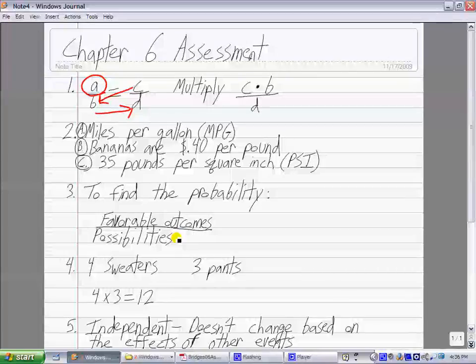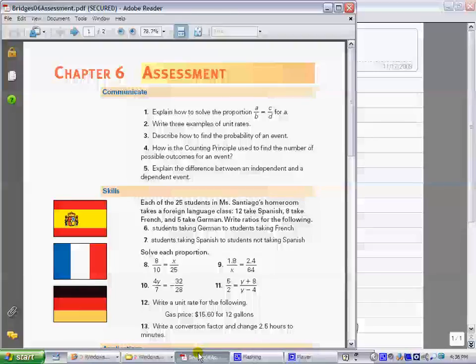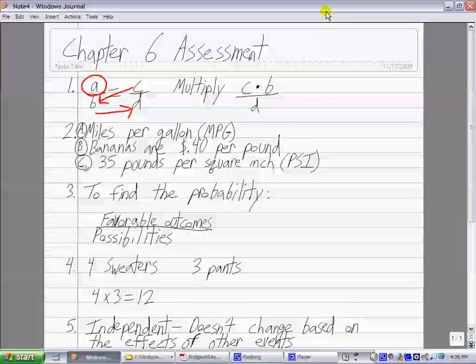Number 4 says, how is the counting principle used to find the number of possible outcomes for an event? Well, a good example would be to say that we have 4 sweaters and 3 pairs of pants, and we want to know how many different combinations of outfits we can make using those. Well, the easy way to determine those is to use the counting principle, which means that we'll multiply the number of options for each thing together to find out the total number of options, which is 12.